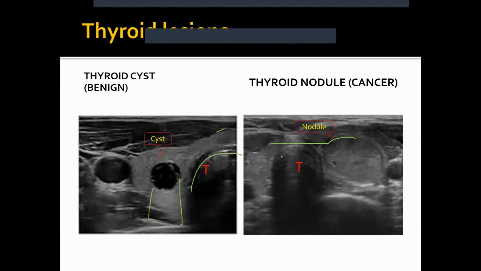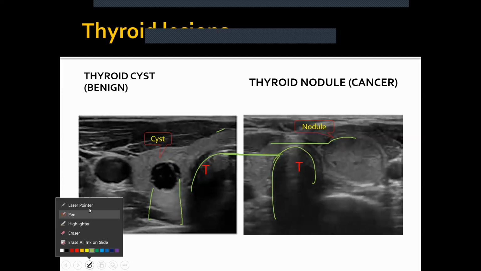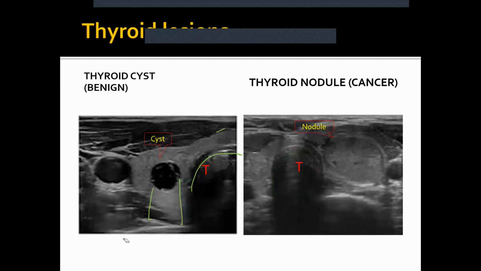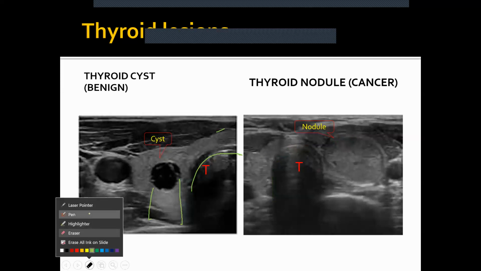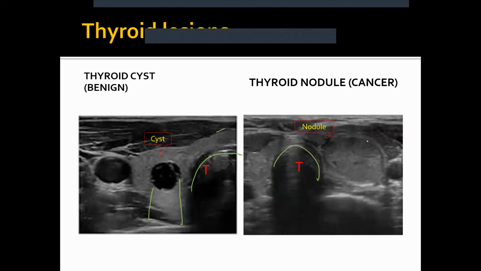And now, by contrast, you're going to get your trachea over here, and then you're going to get your nodule. And so in this case, the nodule's cancerous, and like I said, you can tell that it's not a cyst, A, by the darkness, and B, by the lack of enhancement.